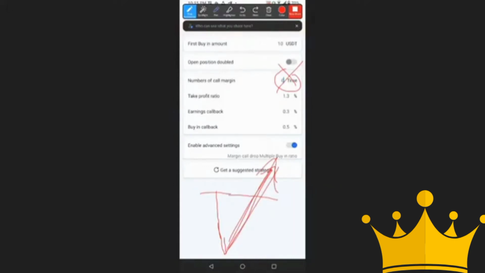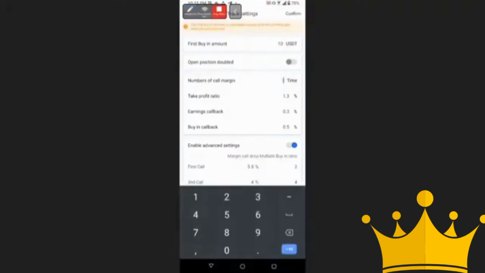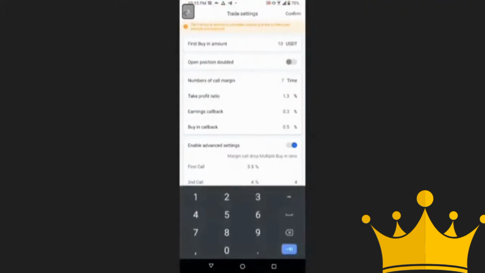So my suggestion is, if you're trading yourself, you can edit this, even to 3 calls or 4 calls, no problem. Suit yourself. Now in this case, I'm going to put the 7 calls, but I'm going to edit the parameters over here because I don't want to put so much.